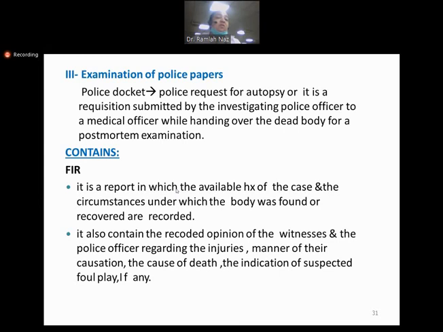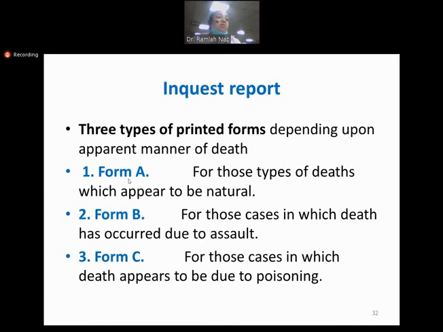Then you look for the First Information Report, FIR. You have to be very particular about that. You have to look at which form it is: alif, B, or jeem. If it is alif, then it is going to be natural death. B is going to be related to assault, and C is related to poisoning. Here it belongs to the B category, so it's a case of assault. Okay, this is the FIR.